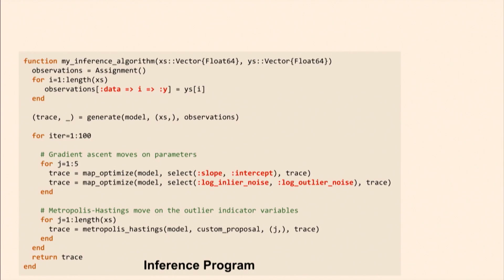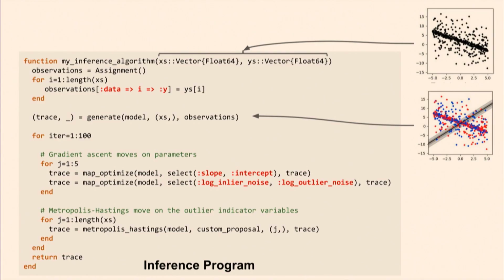Given this partial assignment, which we're going to call observations, we pass that into this generate method, which is part of Gen's module API. This generate method takes a given Gen function, observations, and arguments, and returns a complete trace of the function. So now we've basically filled in the random variables with some values. And they're not compatible with the data yet because we haven't done any inference, really.